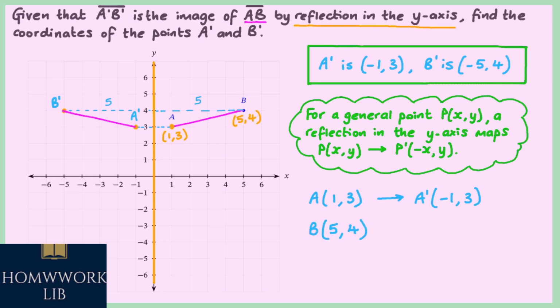And we can do the same for point B with coordinates 5, 4. Using the same rule, we know that B' will have the coordinates -5, 4. Thus confirming the answers for the coordinates of A' and B' that we found previously.